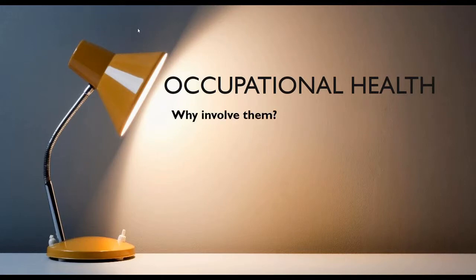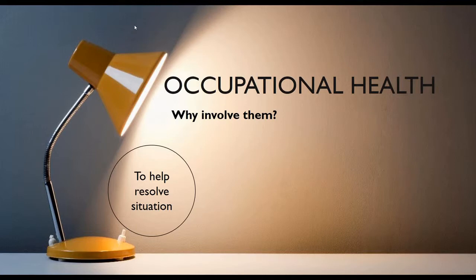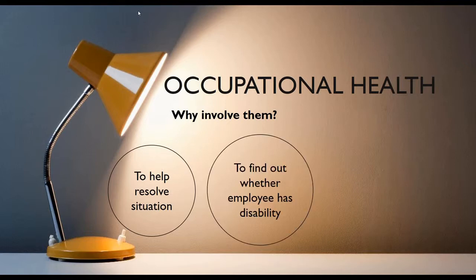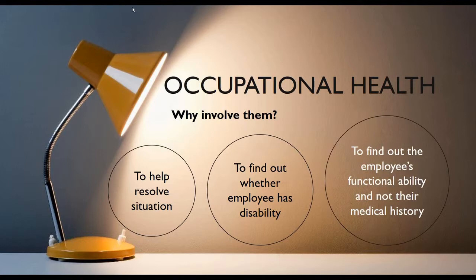So occupational health, why involve them? Well, for three reasons really. One, to help resolve the situation by finding out what further steps can be taken to get an employee back to work. Two, to find out whether an employee has a disability and so is protected by the Equality Act. And three, to find out the employee's functional ability and not their medical history. So their ability to do the job. That is your primary objective.